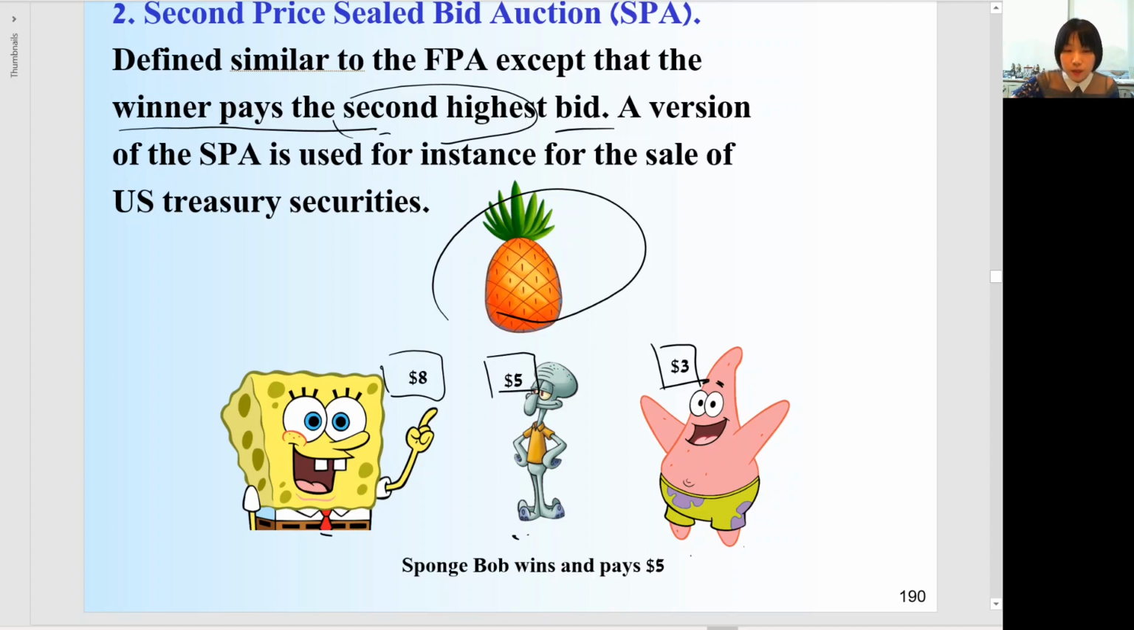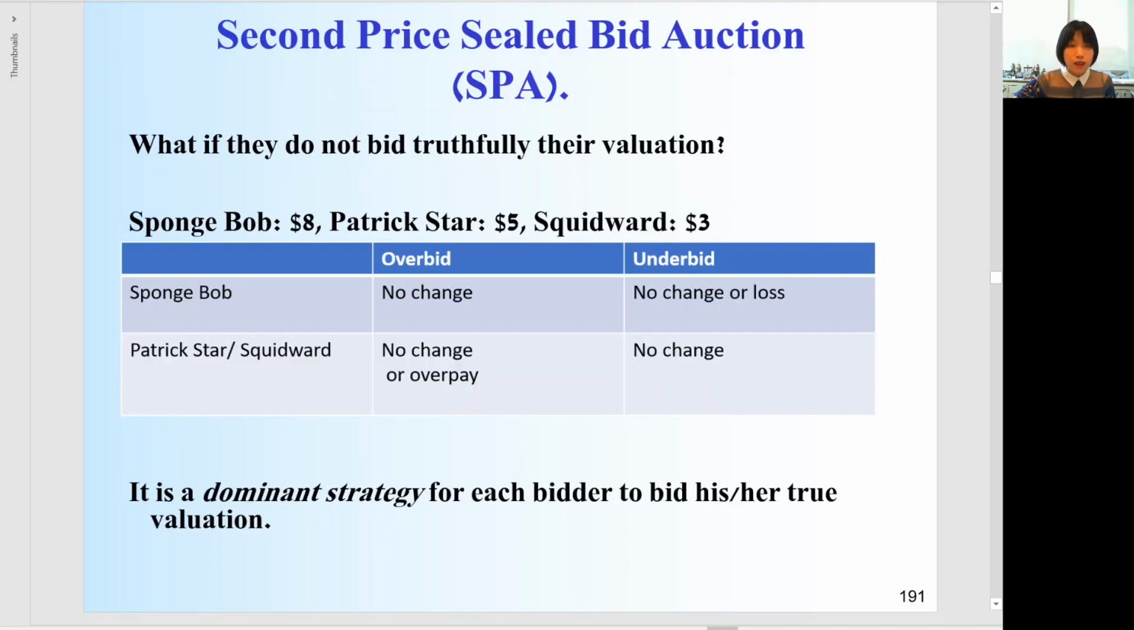After submitting the bid, the auctioneer will open this envelope and see the values they indicate. And then among the three bidders, who is the highest? SpongeBob. He indicates $8. So he wins this item, but he only needs to pay the second highest price, which is $5. And there is a nice property in the second price sealed bid auction.